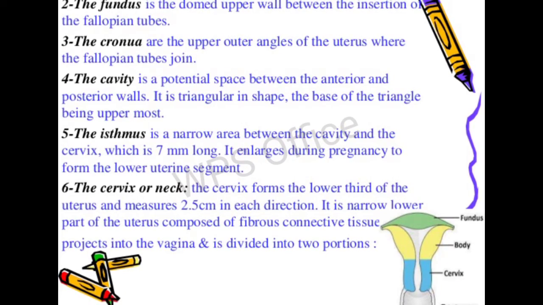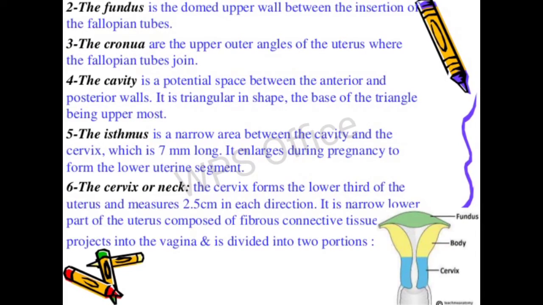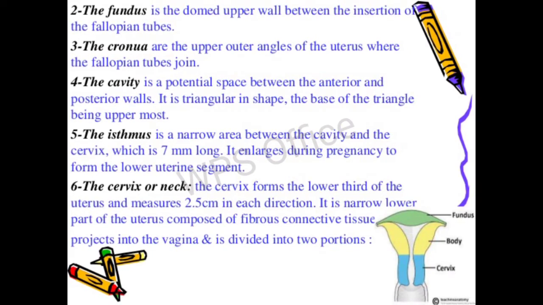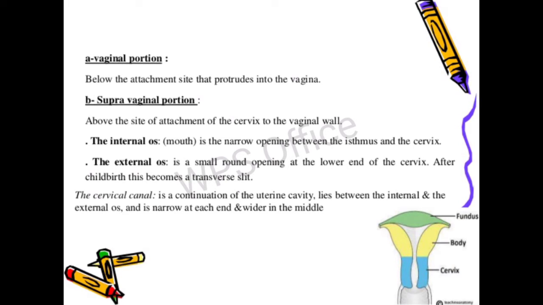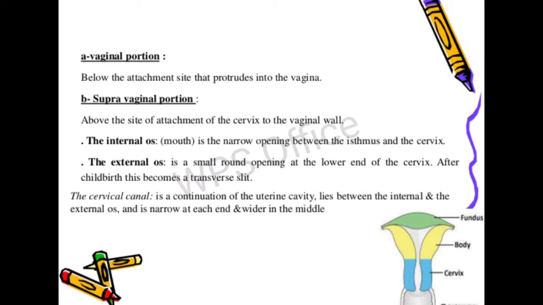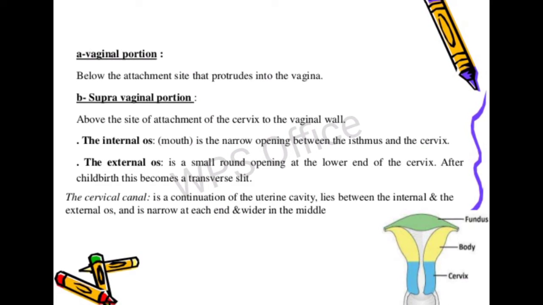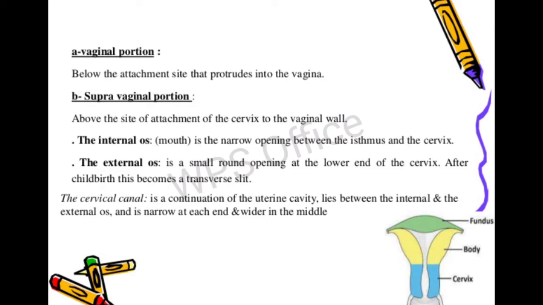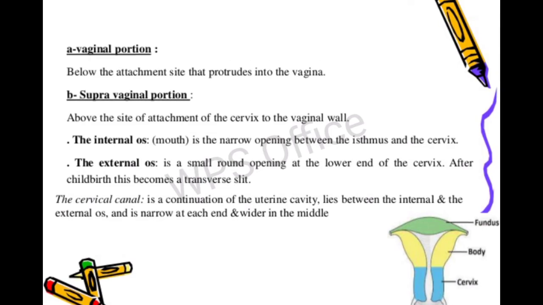The next is the cervix or the neck. The cervix forms the lower third of the uterus. It will continue below with the vagina. The cervix is divided into two parts: the vaginal portion and the supravaginal portion. The vaginal portion is the part which is attached to the vagina. The supravaginal portion is the part above the attachment of the cervix to the vaginal wall. The cervical canal is again bounded by two openings: the internal os and the external os. The internal os is a narrow opening between the isthmus and the cervix, above. Then the external os is a small round opening at the lower end of the cervix, so this will lie below.